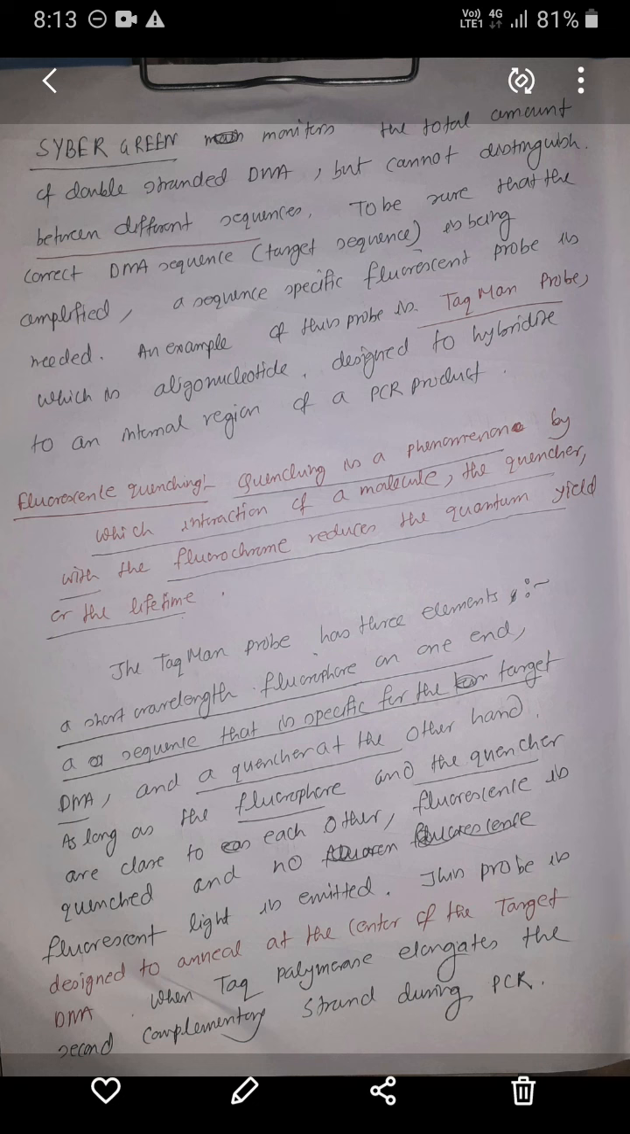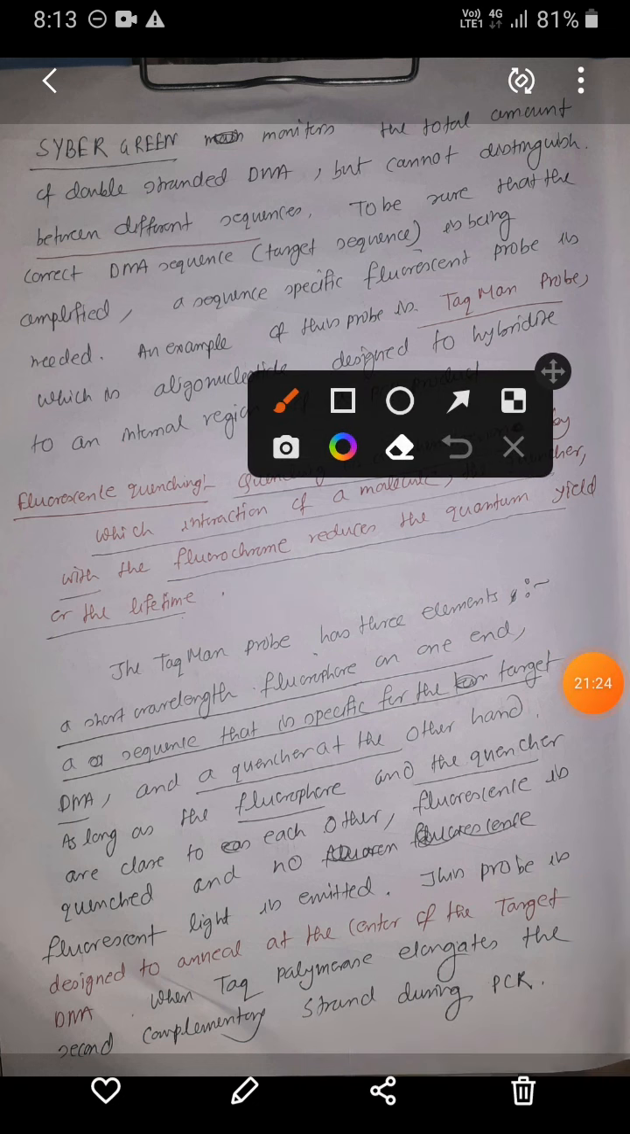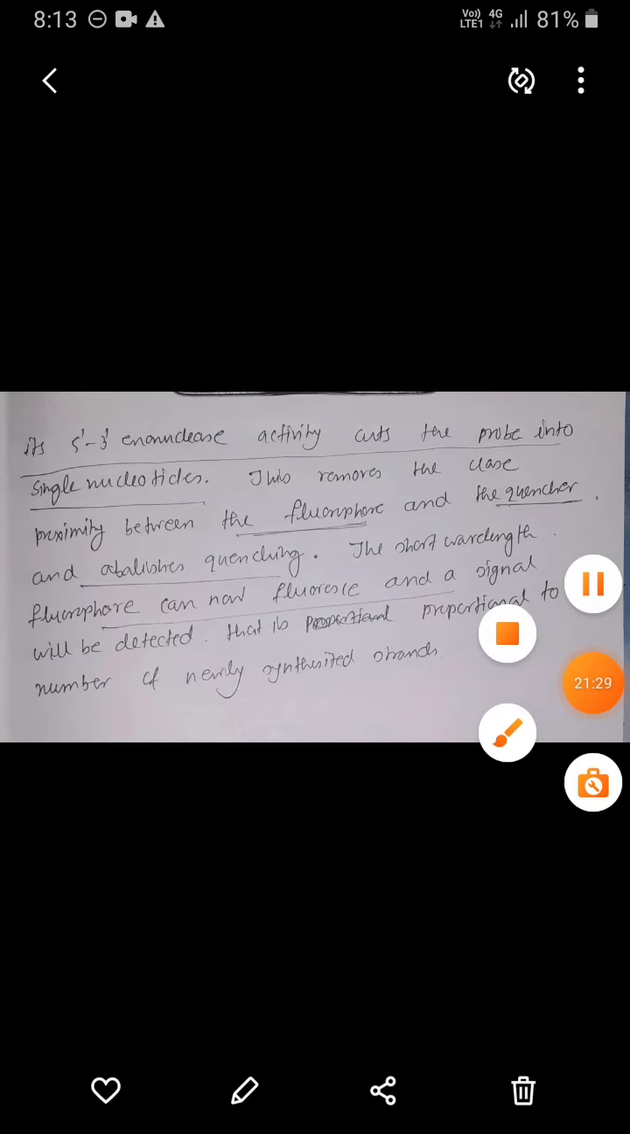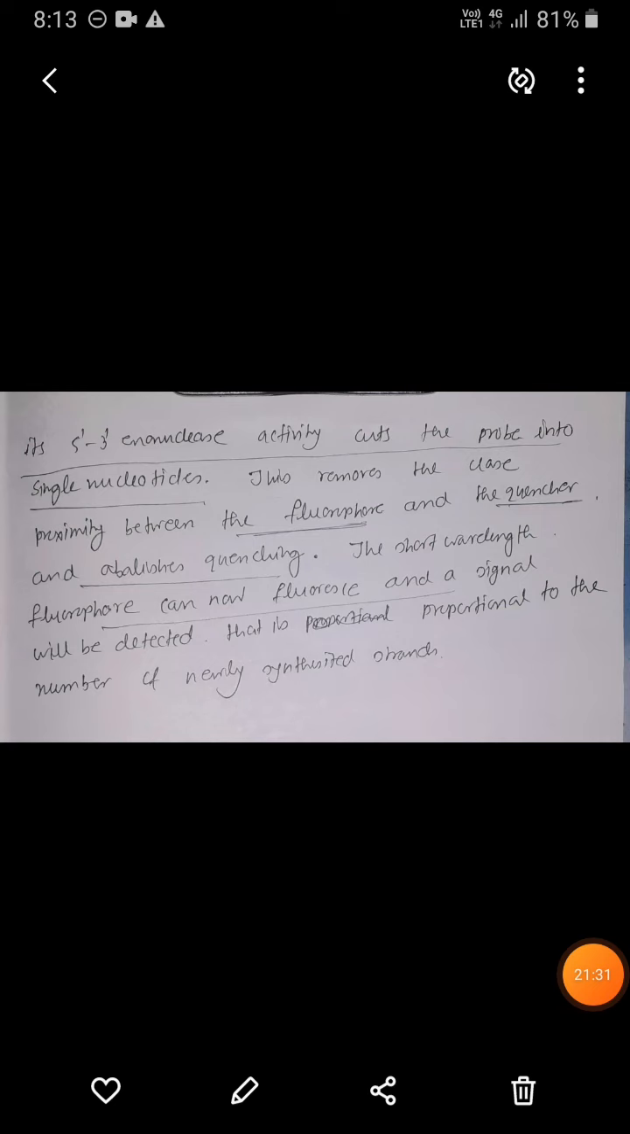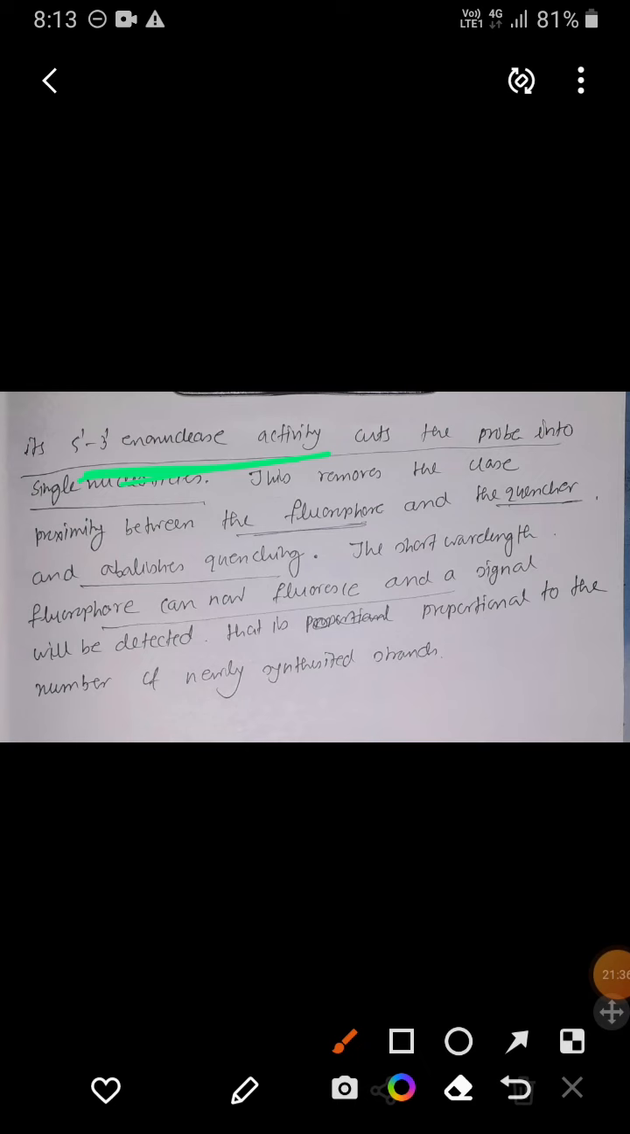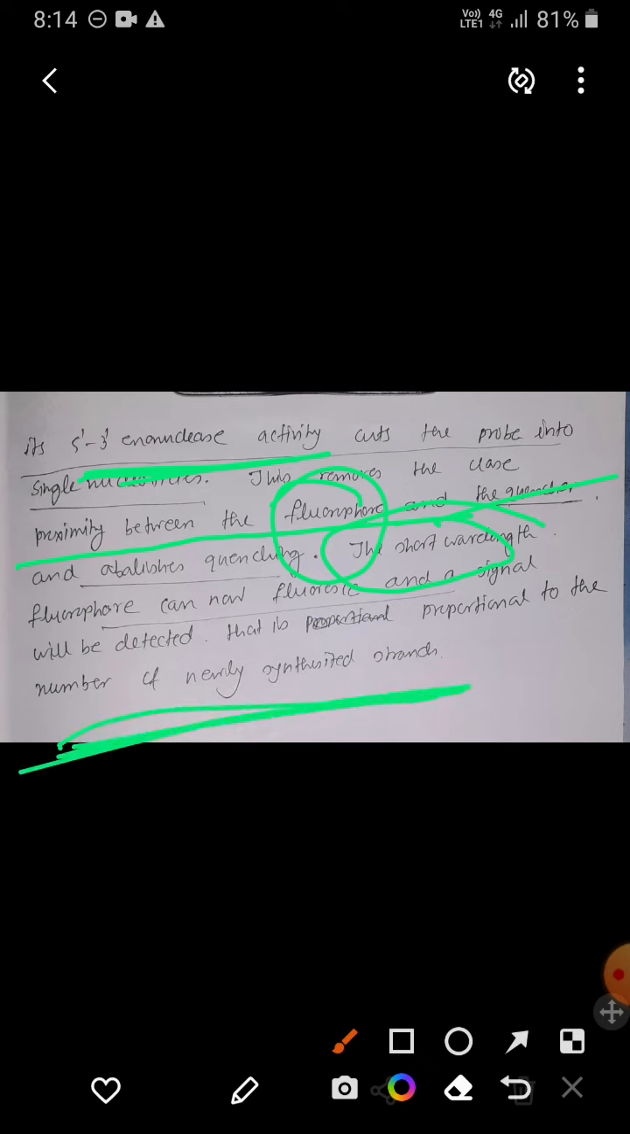When Taq polymerase elongates the second complementary strand during PCR, its 5' to 3' exonuclease activity, which is important, cuts the probe into single nucleotides. This removes the close proximity between the fluorophore and quencher, so the quencher cannot impart its quenching ability to the fluorophore. As a result, the short wavelength fluorophore can now fluoresce and a signal will be detected. This is proportional to the number of newly synthesized strands.